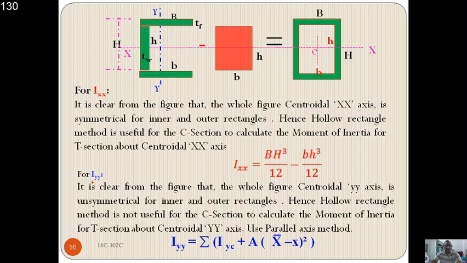Whereas for the IYY, if I inspect this, it is not symmetric about both the axes, hence I need to apply the parallel axis theorem. Therefore, centroidal IYY is to be obtained by the parallel axis theorem, because each part has its own x bar distance.